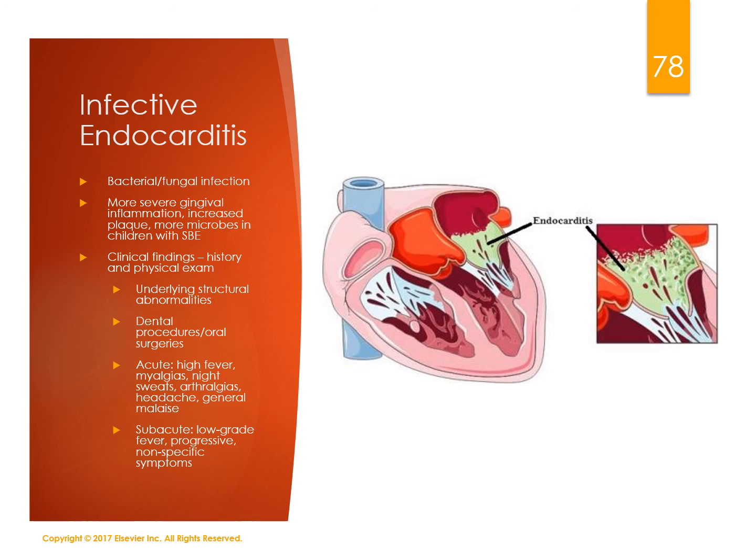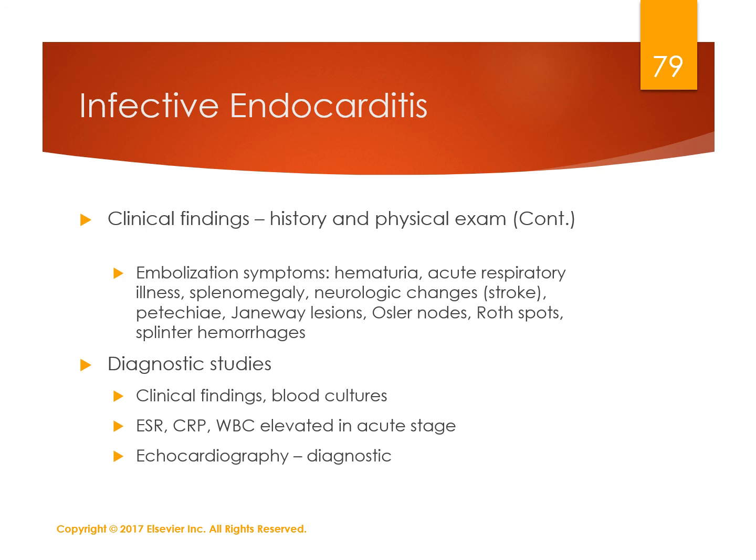So you can see in the picture the buildup of the bacteria or fungal infection there in the valves. Clinical findings on the history and physical examination, we may see embolization symptoms, so they may have hematuria, acute respiratory illness, splenomegaly, neurological changes that may be associated with stroke, petechiae, Janeway lesions, Osler nodes, Roth spots, and splinter hemorrhages.